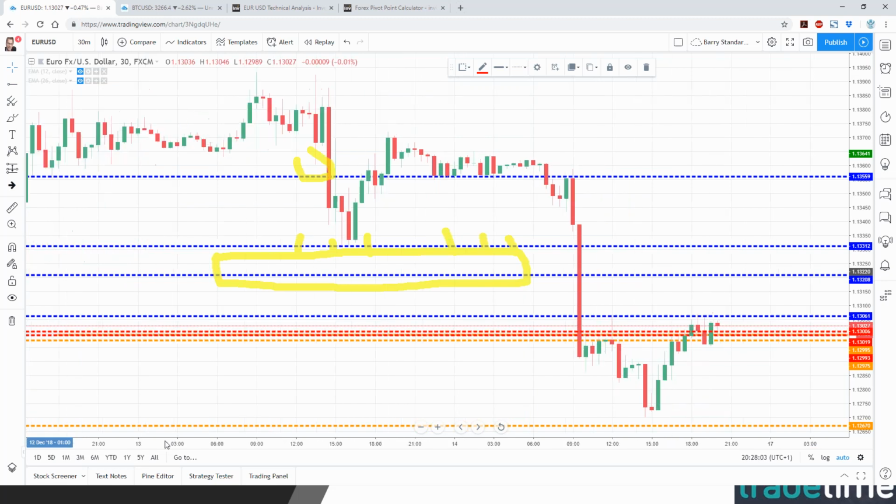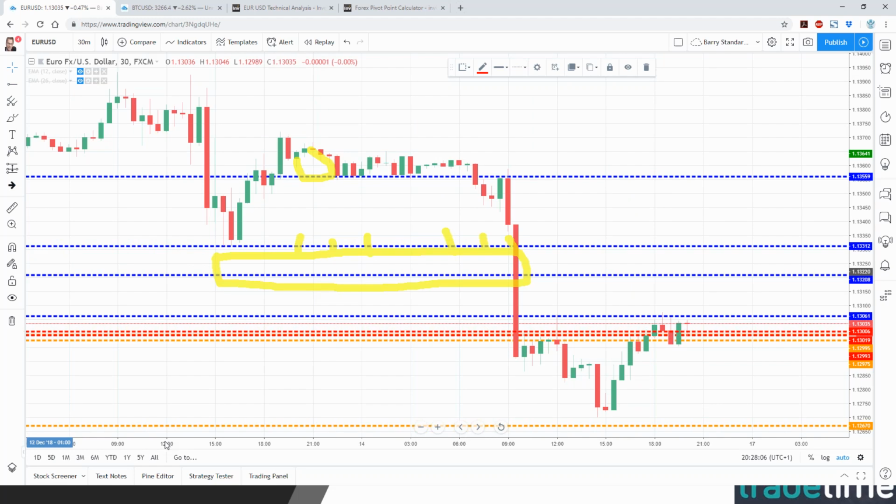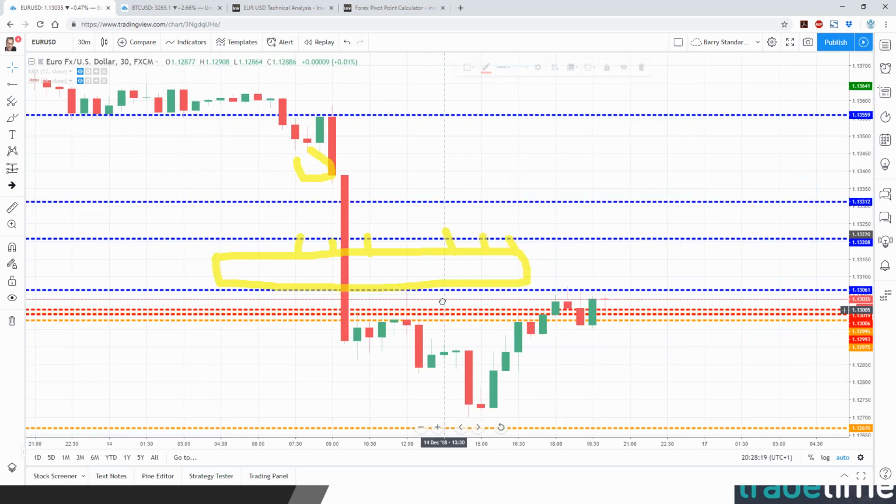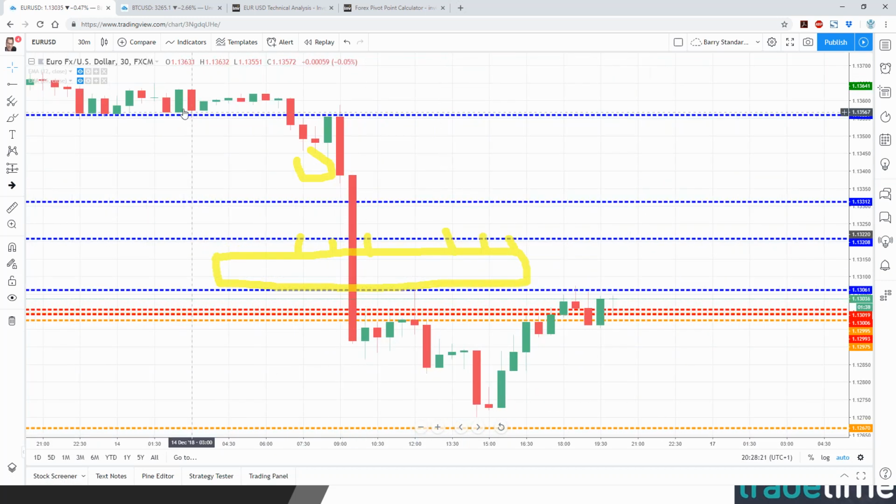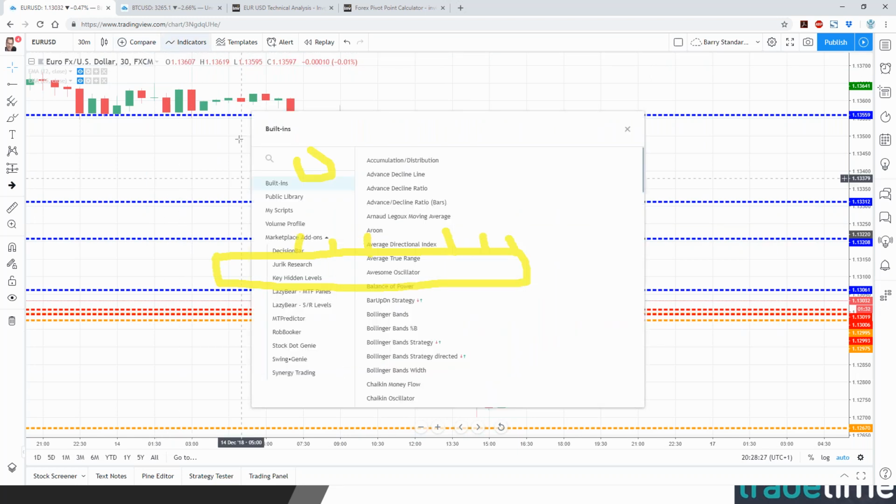So what we can do is combine these with our eyeballing to get a better alert zone or a price zone that we should be aware of. We can also put on our dynamic support and resistance by dropping on a moving average.